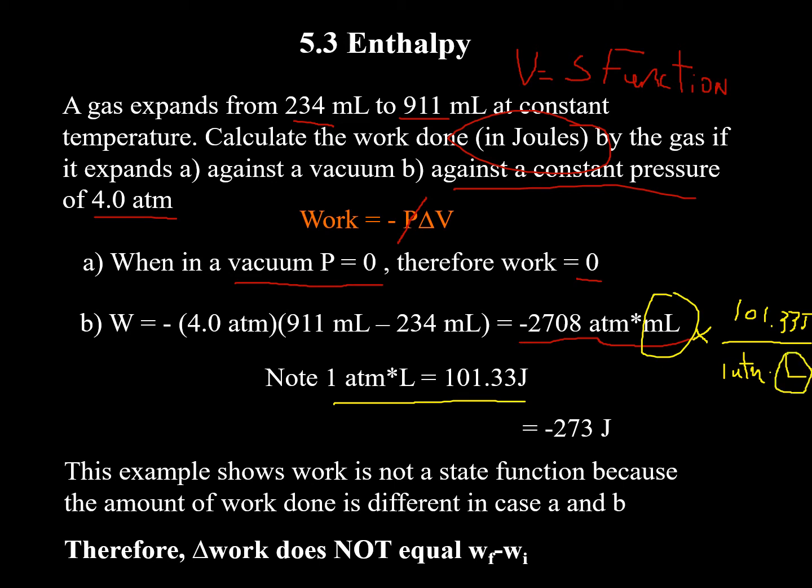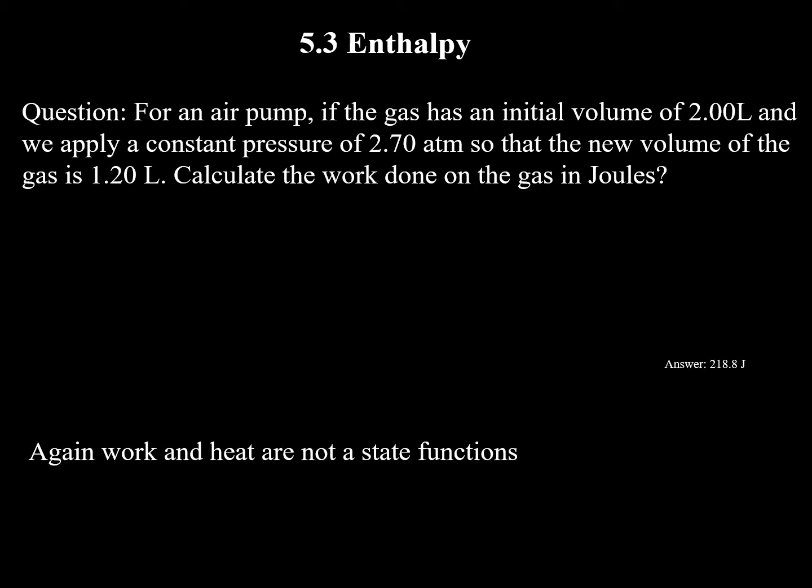So you have to multiply through, and then you will have to divide by 1,000 to get it to liters, or I'm sorry, to get it to joules, so that the milliliters cancel out. And you'll get to negative 273 joules. So now we're going to let you guys try on your own. You can pause the video and try.